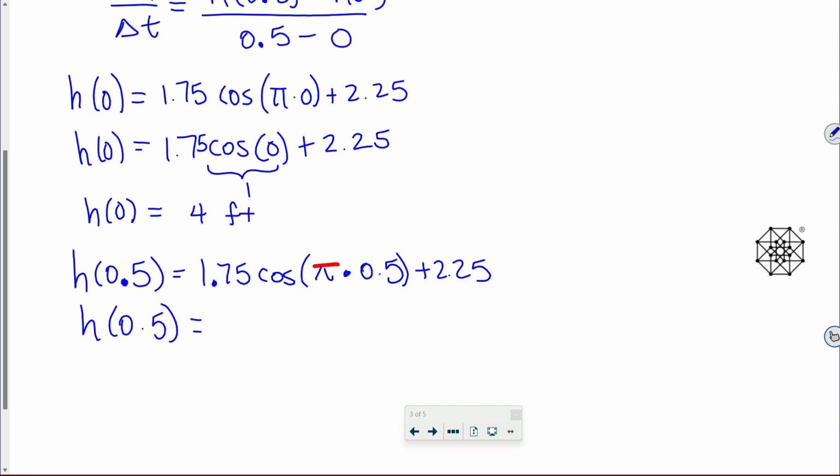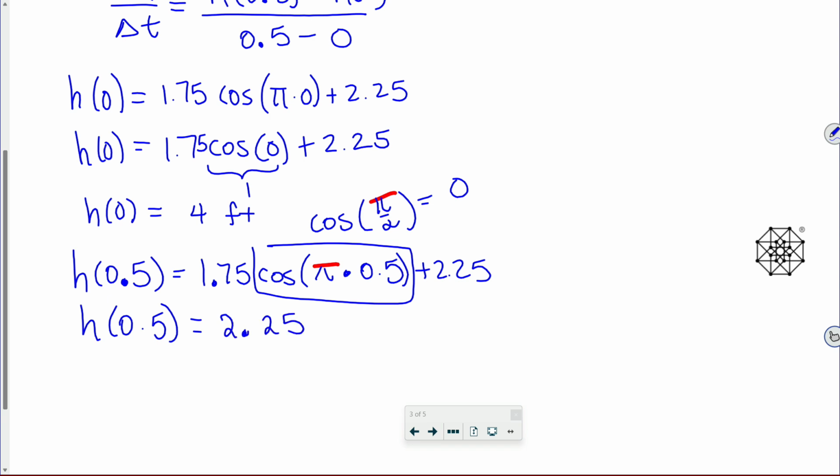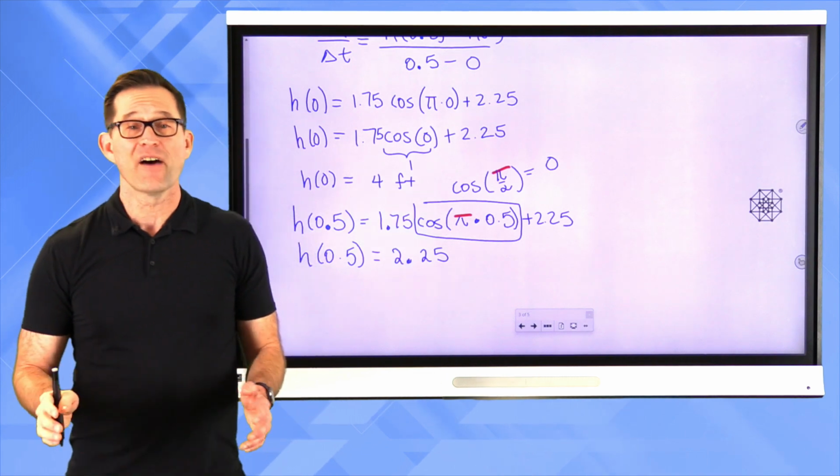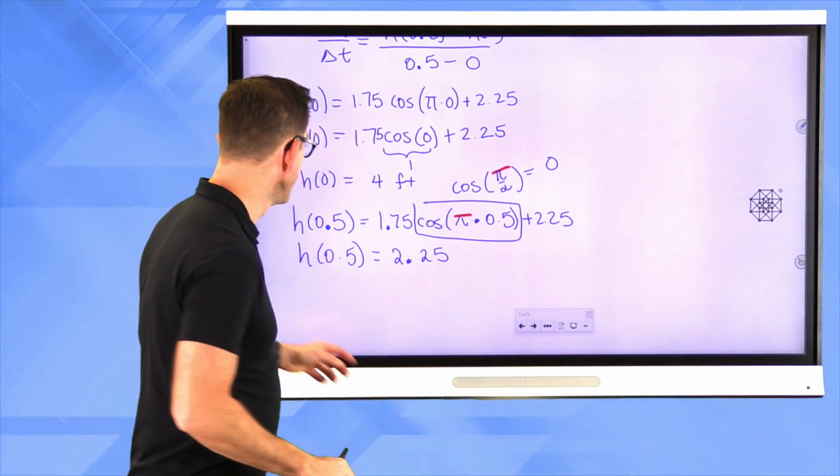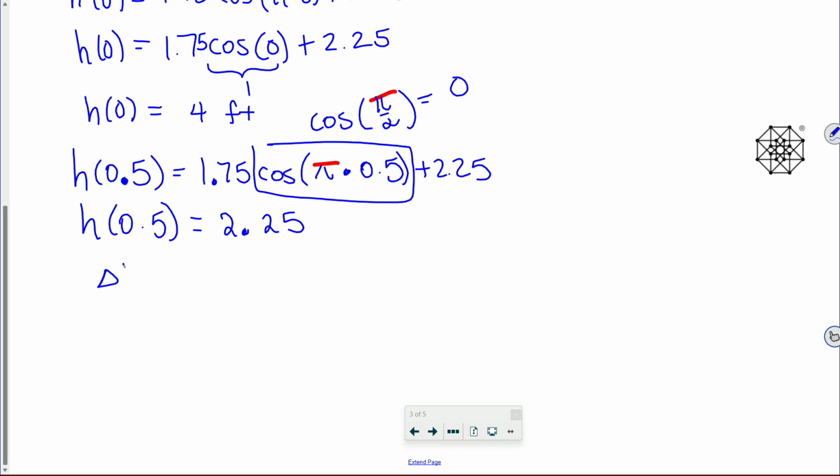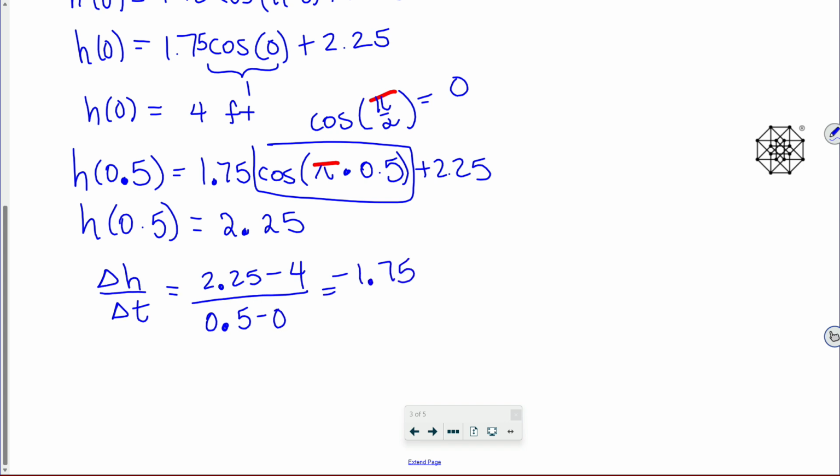What you find in this situation is all of this is the cosine of pi over 2, which is actually equal to 0. So h of 0.5 is 2.25. Okay. Now I have both of my y values that I need. So now my average rate of change, delta h over delta t, is going to be 2.25 minus 4, all divided by 0.5 minus 0. That's negative 1.75 divided by 0.5, and that is negative 3.5.